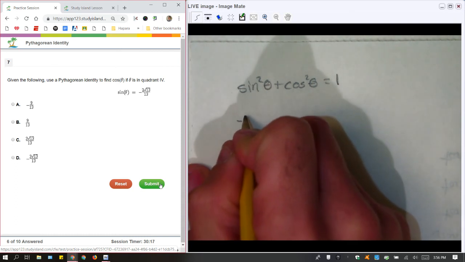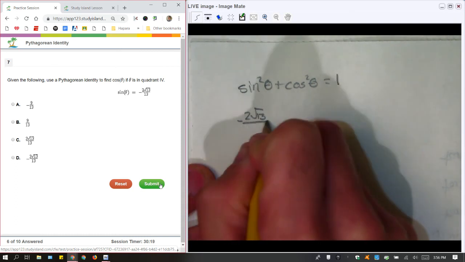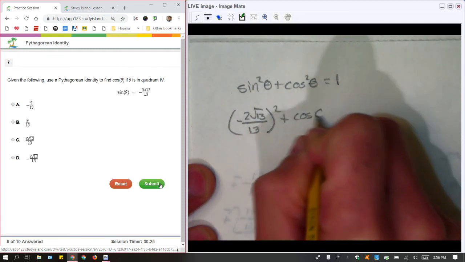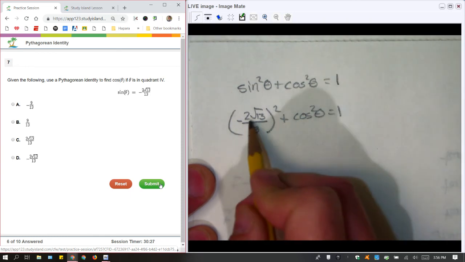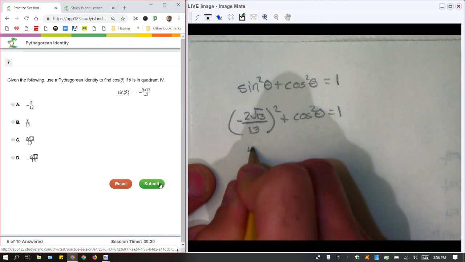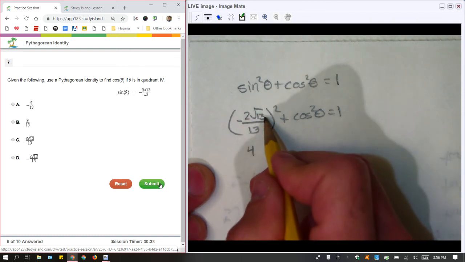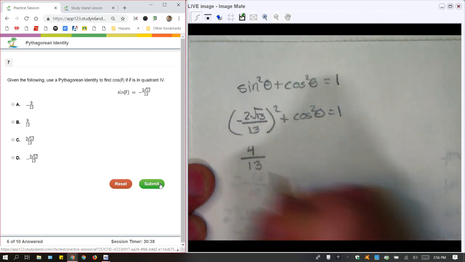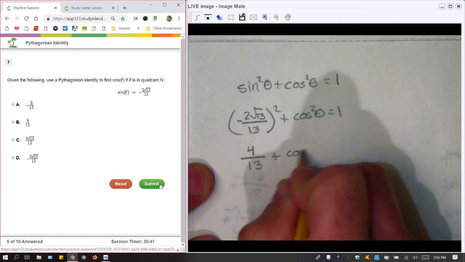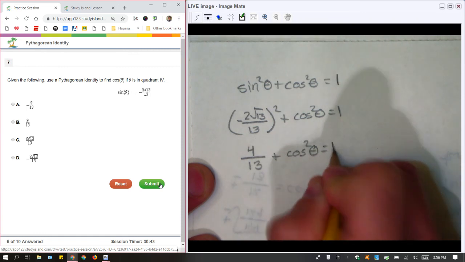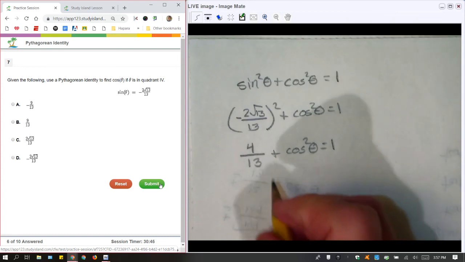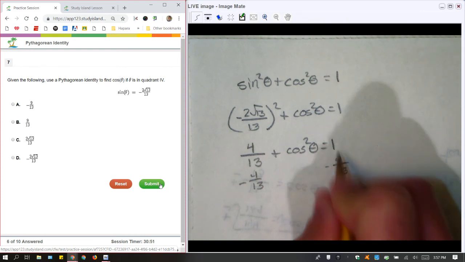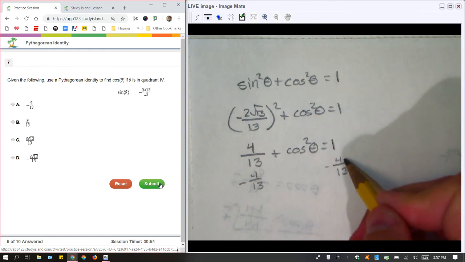We've got negative 2 root 13 over 13 squared plus the cosine of theta squared equals 1. Multiply this by itself, we're going to get 2 times 2, which is 4, root 13 times root 13, which is just 13, and it's going to cancel out with one of the 13s. That's 13 times 13 on the bottom, so we'll just have 4 over 13, plus cosine of theta squared equals 1. Then subtract 4/13 from both sides. 1 is 13/13. 13/13 minus 4/13 is 9/13.